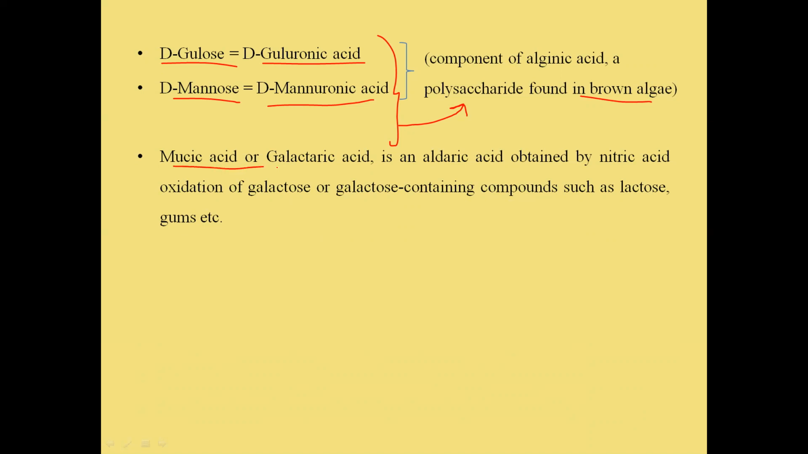So mucic acid or galactaric acid, as we saw, is an aldaric acid. Aldaric acid is obtained on oxidation of both the aldehyde and the terminal carbon or the hydroxyl group. This galactaric acid is obtained by nitric acid oxidation of galactose or galactose-containing compounds like lactose and gums, etc. So that is all about uronic acids.